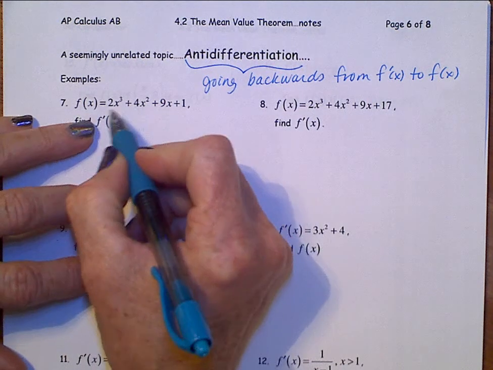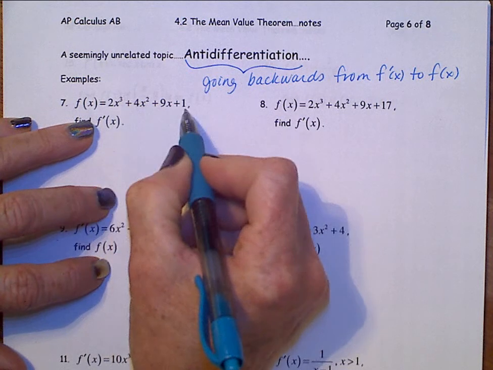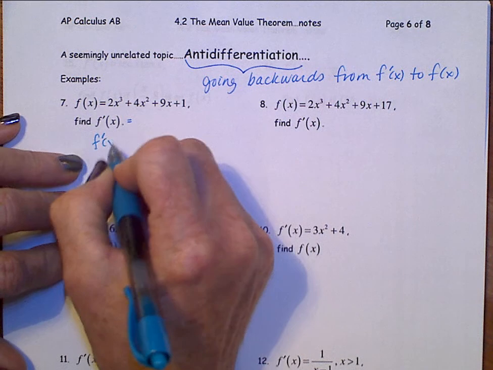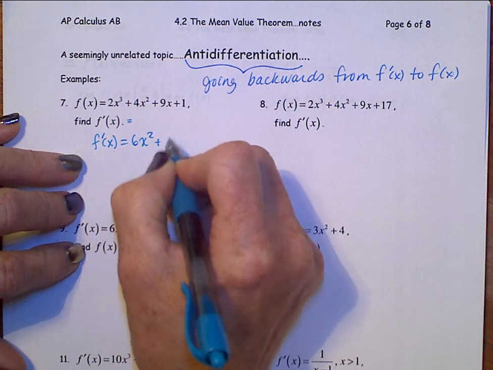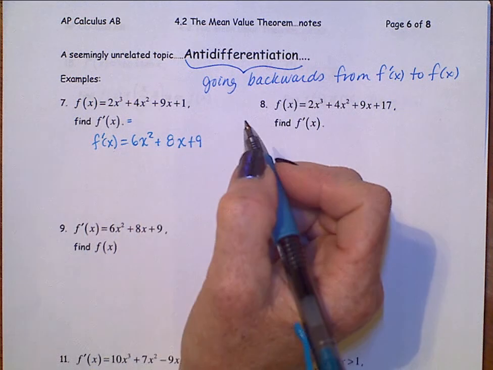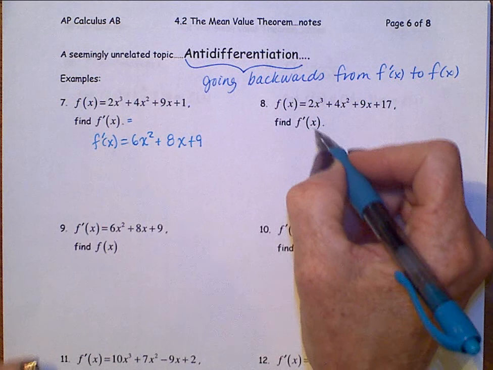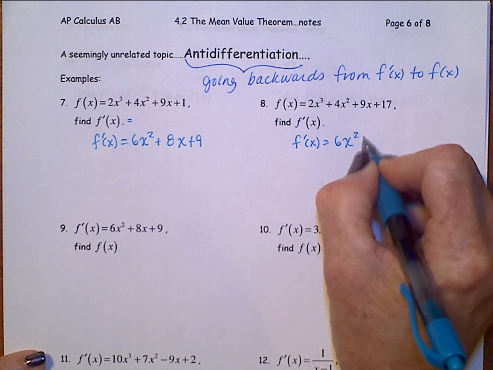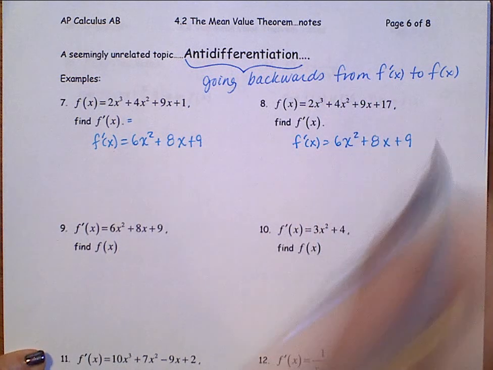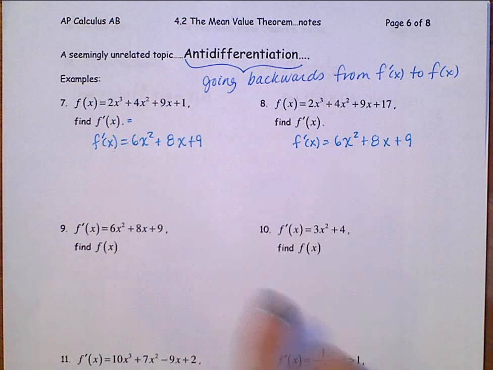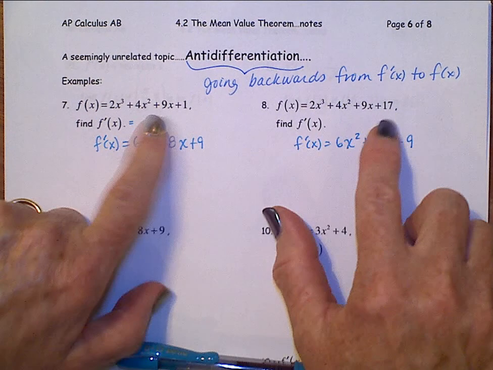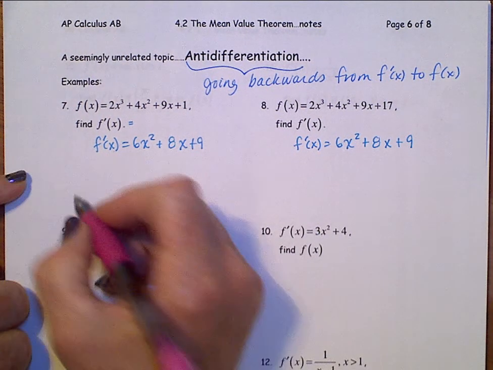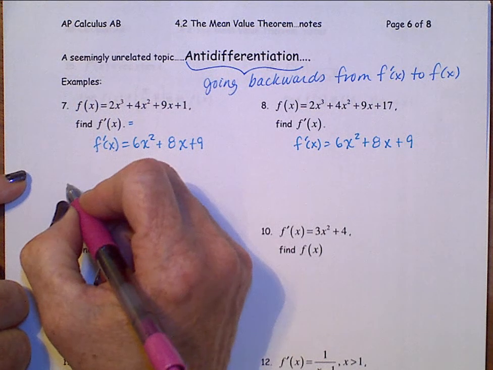So if f of x is 2x cubed plus 4x squared plus 9x plus 1, then f prime is 6x squared plus 8x plus 9. And looking at this one over here, if we do this derivative, f prime is 6x squared plus 8x plus 9 again. These two functions, the only difference between the original functions was this constant at the end. So we can say from this that two functions that differ only by a constant have exactly the same derivative.